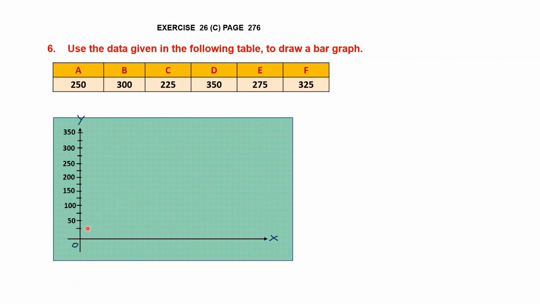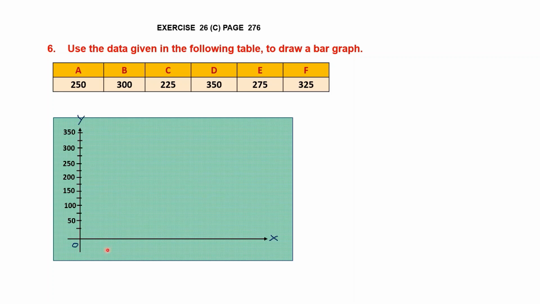That means the number in between, this will be 25, then 50, then after that it will be 75, 100, 125, 150, 175, 200, that way. So you need to remember there is a number in between which we have not shown here, but you should be able to read that when you draw your bars.